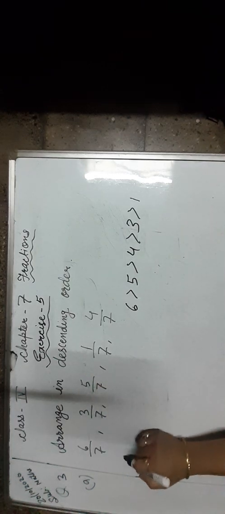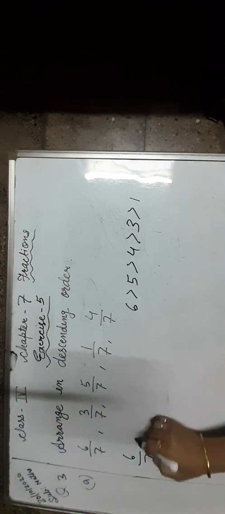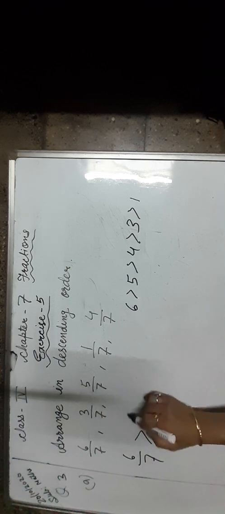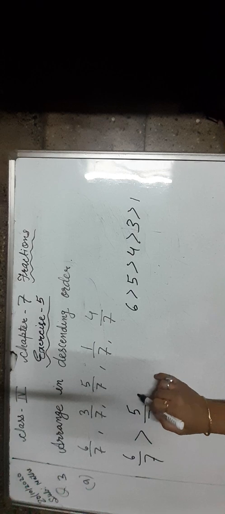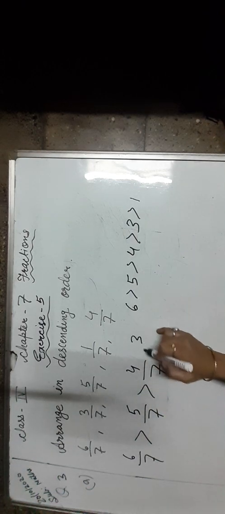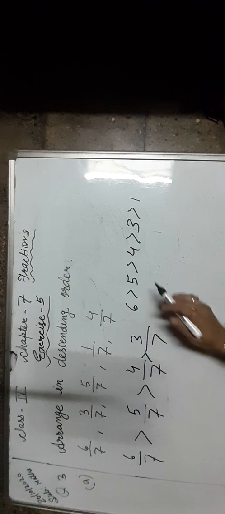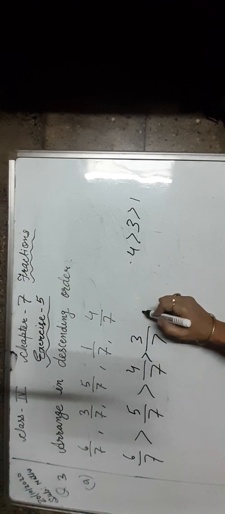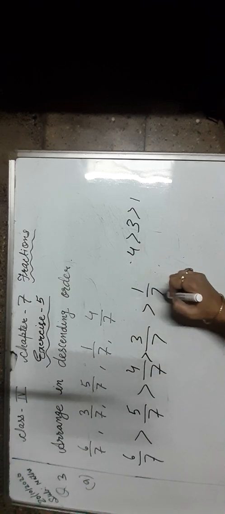So first we write 6 upon 7 is greater than 5 upon 7 is greater than 4 upon 7 is greater than 3 upon 7 is greater than 1 upon 7.